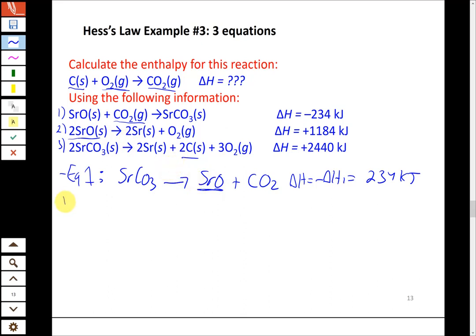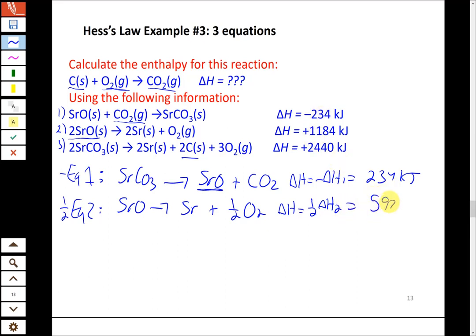So if we do 1/2 times equation 2, and again, if you want to do this in this order, or if you want to wait to do this part until the end, that's fine. But if we multiply equation 2 by 1/2, it's just going to be SrO going to Sr and then 1/2 O2. Delta H is going to be 1/2 the second delta H because we multiplied all the coefficients by 1/2. So it's going to be 1184 times 1/2, which is 592 kilojoules. Just that number divided by 2.